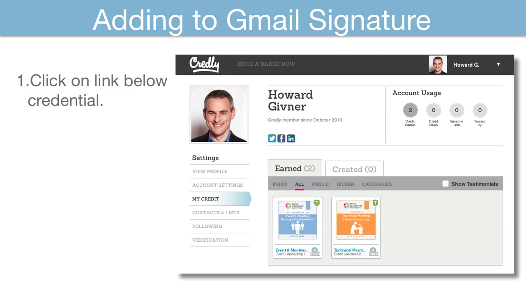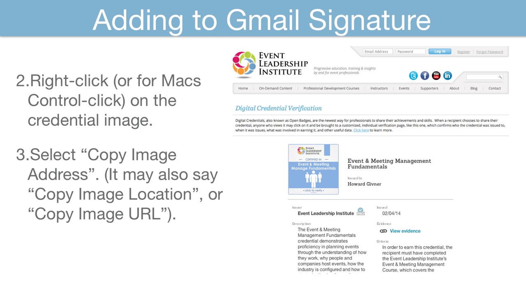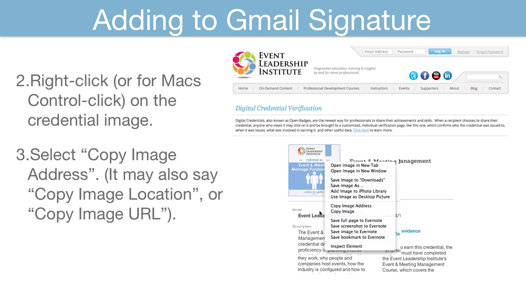Now, when it comes to adding a digital credential to your email signature, the instructions are going to vary based on what type of email program you use. Here we're going to show you how to do it with Gmail. The first step is to go into Credential and click on the link below the credential that you want to share. That brings up the digital credential verification screen, which we've seen before. And now you want to point to the credential that you want to copy, right-click on it, or if you're using a Mac, control-click on the image, and then select Copy Image Address. Now, if your browser is different, it may say Copy Image Location or Copy Image URL.